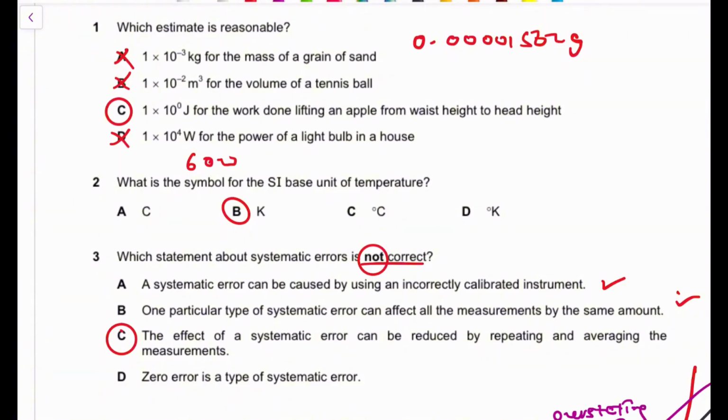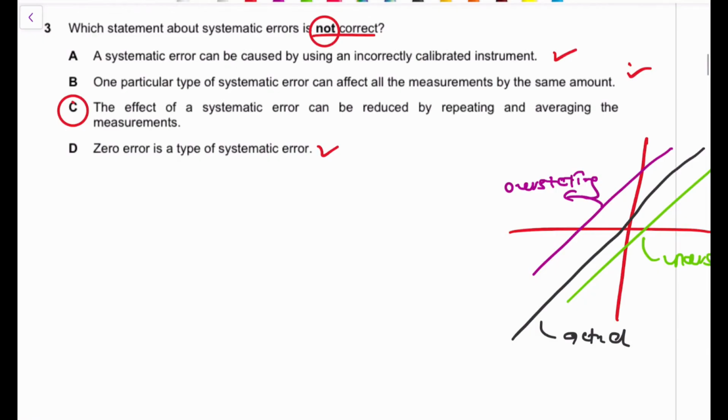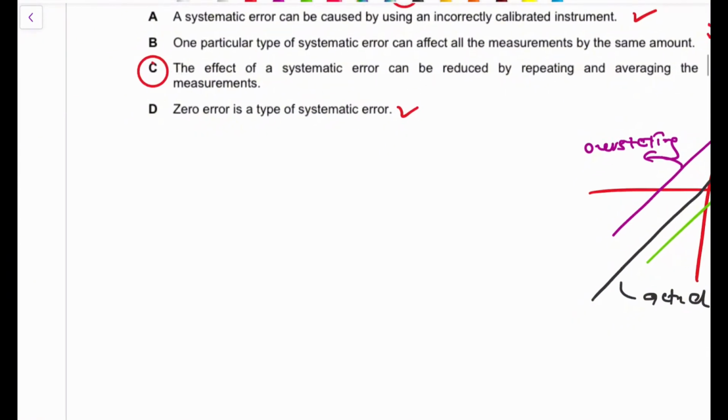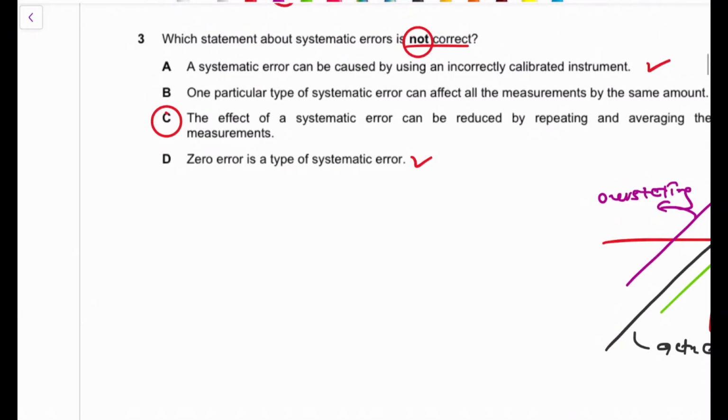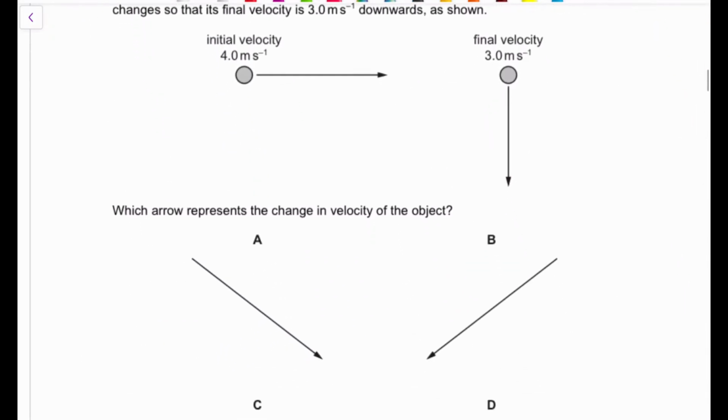Zero error is a type of systematic error. That is correct. A zero error is basically if your instrument is not starting at zero, it shows that that instrument has a zero error. So that is not correct. Okay. Moving to question number 4.